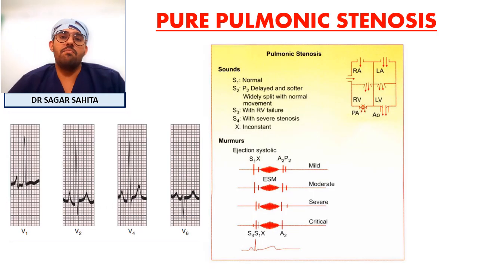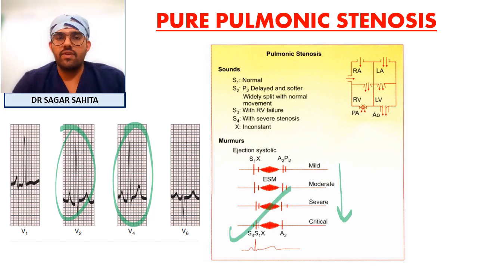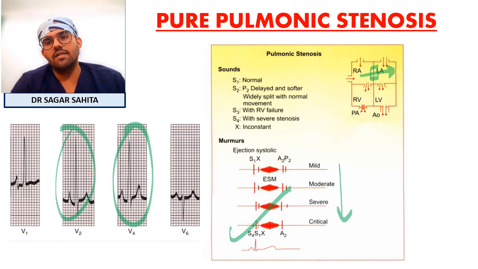As far as a pure pulmonic stenosis is concerned, it's the same as aortic stenosis. You can see on the ECG right-sided RVH, and as the severity increases, the ejection systolic murmur intensity also increases. If critical pulmonary stenosis is present and there is an interatrial communication, there will be right to left shunt, and then that critical PS is a cyanotic heart disease.